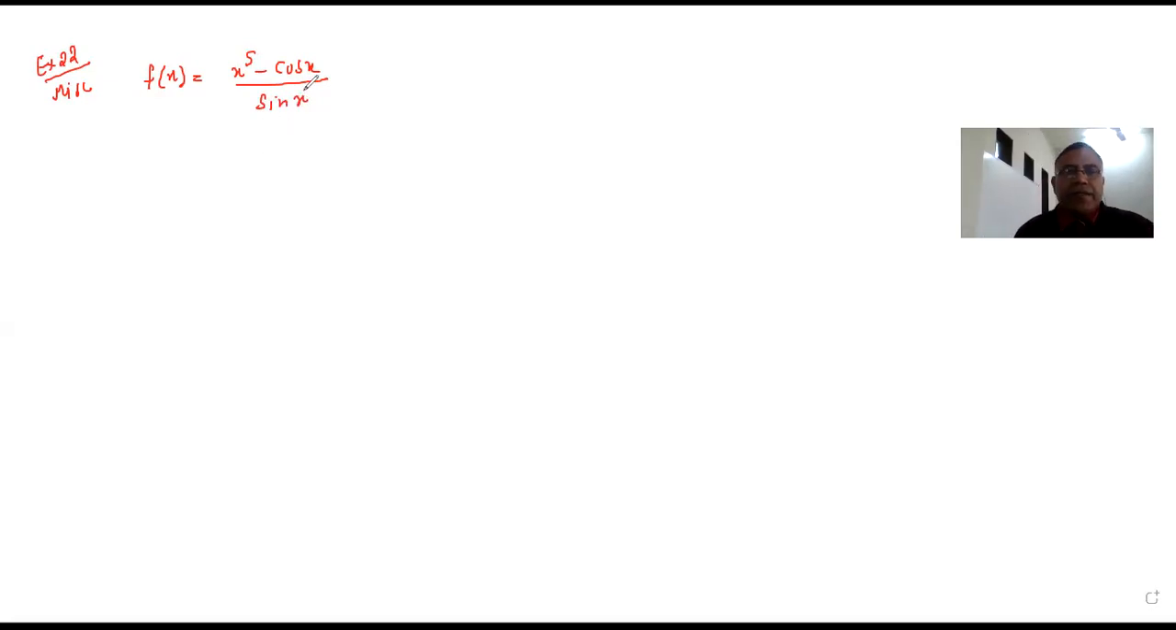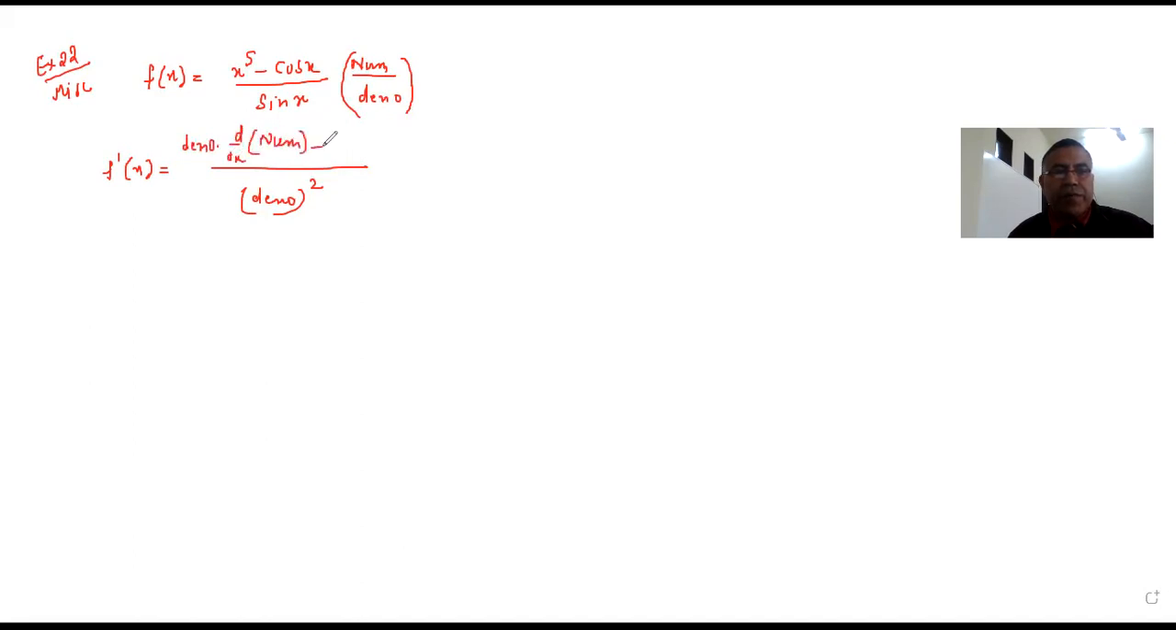Again, clearly it is of numerator and denominator. ये मेरा numerator, ये मेरा denominator. So I will apply quotient rule, which is denominator square, denominator as it is, derivative of numerator minus numerator as it is, derivative of denominator.